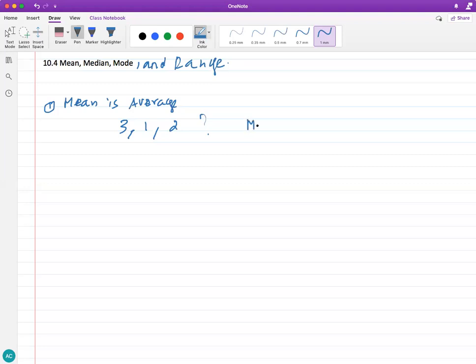So the mean is basically the average of however many values you have. We just add all of them and divide by how many values you have. We have 1, 2, 3. First, we're going to add them and divide by 3, not because of this 3, but because we have 3 values. This is 6 divided by 3, which is 2. So these are the same term, average and mean.